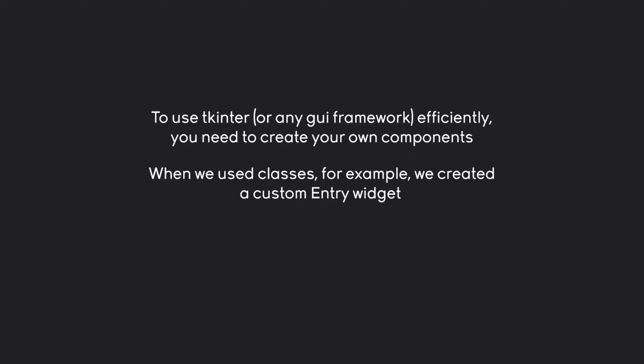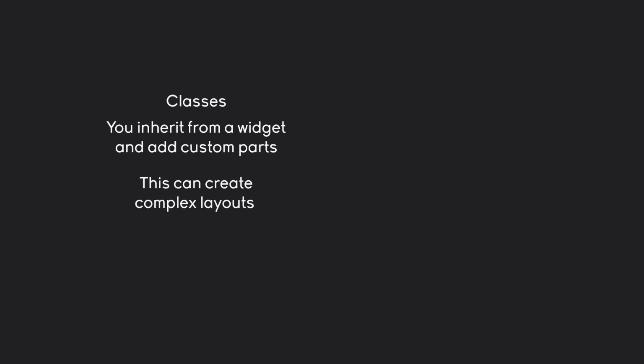Although more importantly for this video, what I also want to cover is that there are two ways to create custom components. The first one we have already seen is by using classes. Inside of a class, you inherit a widget and you add custom parts to it. This can create really complex layouts, but the downside is if you end up with too many small bits, you might have a ton of classes, which would be a bit annoying to manage.